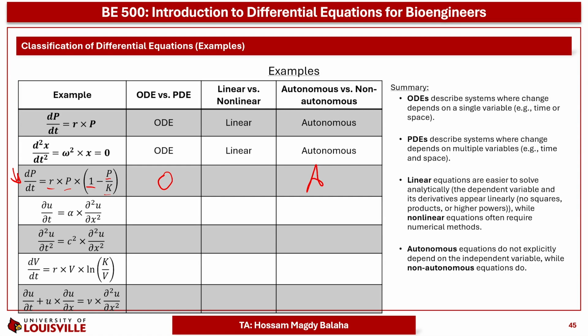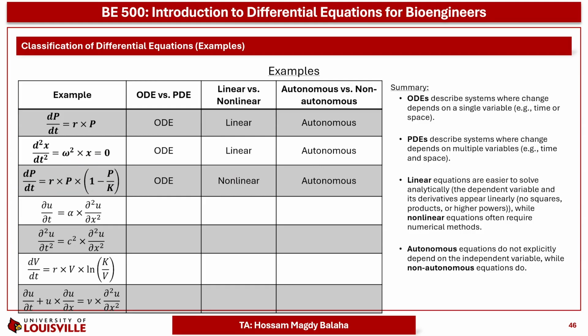And to determine whether it's linear or non-linear, we need to check if there are any powers or multiplications of the same variable. From the first sight, you may say it's linear, but let's check. If you multiply all of them together, then it will be r multiplied by p multiplied by 1, so it will be rp minus rp multiplied by p over k, so it will be rp squared over k. So in this case, p is raised to the power of 2, so it will be nonlinear.